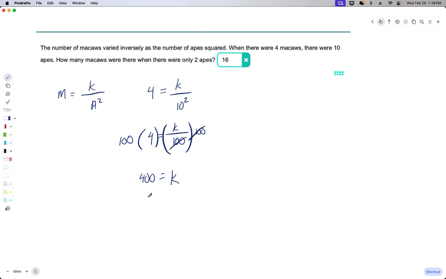So this is our constant. Now we will put this back into this problem. m is equal to 400 over a squared. How many macaws? The macaws is going to be our variable, so we leave the m. When there were only 2 apes, so 2 squared, that's going to be macaws is equal to 400 divided by 4. m is equal to 100. Okay? All right, that's how you would solve that problem.